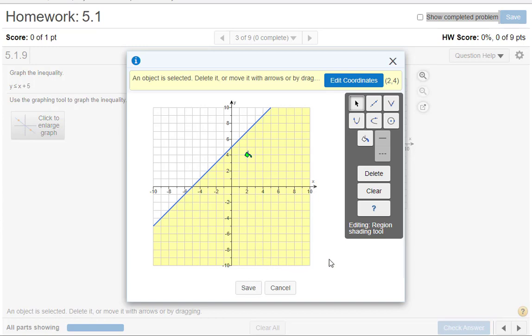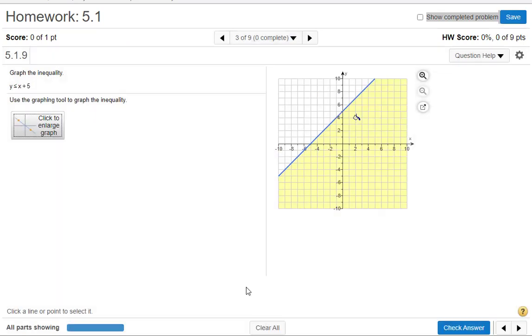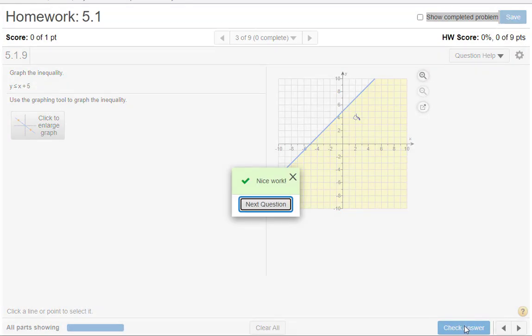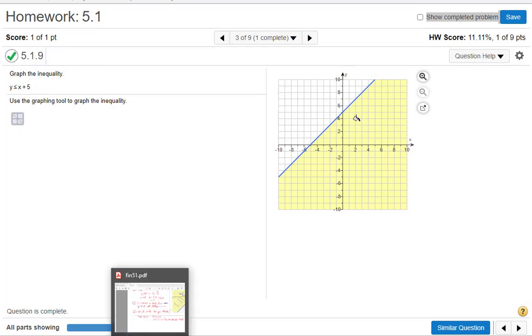Now, if you didn't like something, you can say clear or delete and start over. And so now when I save it, it puts it into my problem, and we can check the answer. So let's check and see. And it likes it. Okay, so let's go back to our problems now.